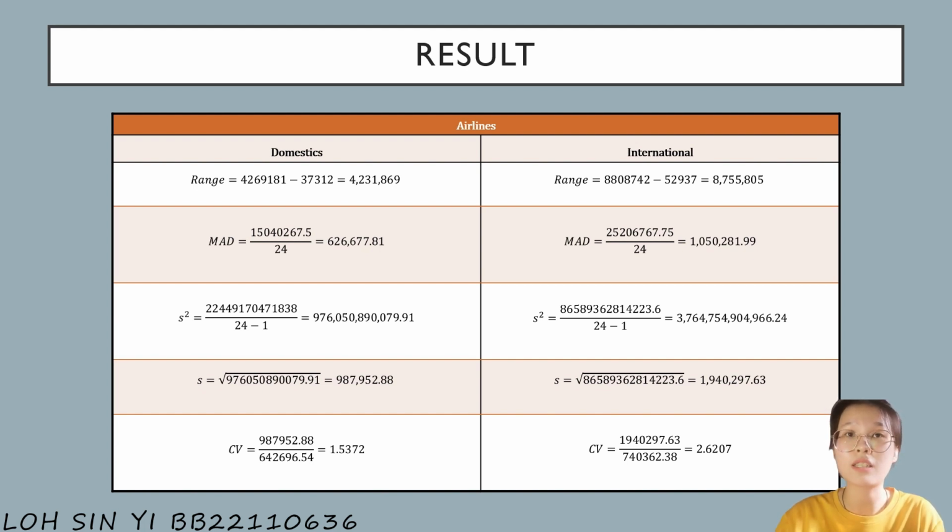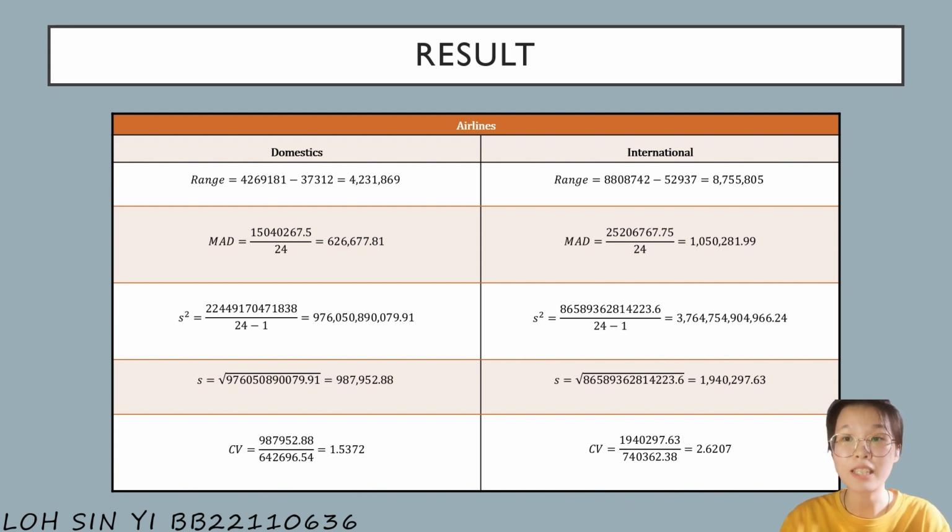890,079.91 and international is 3764,754,904,966.24. Standard deviation is the square root of variance, where domestic is 987,952.88 and international is 1940,297.63. Last, coefficient of variation is standard deviation divided by mean, where domestic is 1.5372 and international is 2.6207.